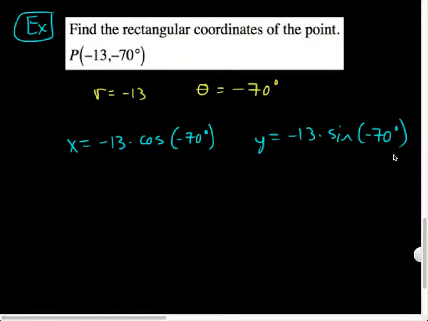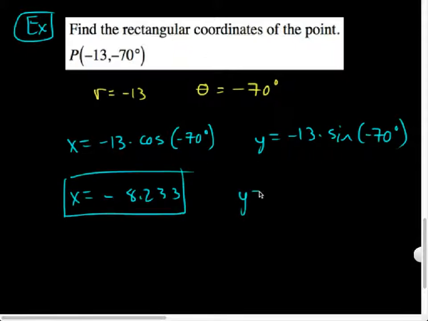Now, you can still work with all your reference angle stuff or figure out your quadrants. So x equals negative 13 times cosine of negative 70. Negative 70 is in the fourth quadrant. Cosine should be positive then. And I multiply that by negative 13, which is going to re-negativize it. And I get x equals negative 8.233.